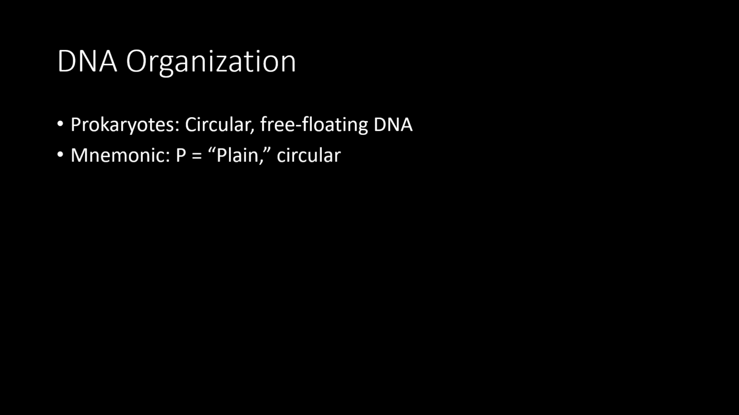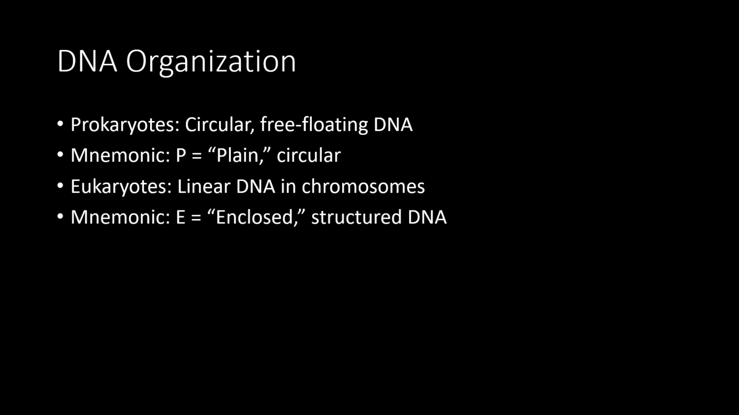Another critical difference is DNA organization. Prokaryotes have circular, free-floating DNA in the cytoplasm, which is efficient for their simple, single-celled life. On the other hand, eukaryotes have linear DNA that's organized into chromosomes and enclosed within the nucleus, giving them more structure and the ability to regulate gene expression in complex ways. For mnemonics, think of prokaryotes equals P for circular, free-floating DNA and eukaryotes equals E for enclosed linear DNA, which helps distinguish the two types of cells based on their genetic organization.